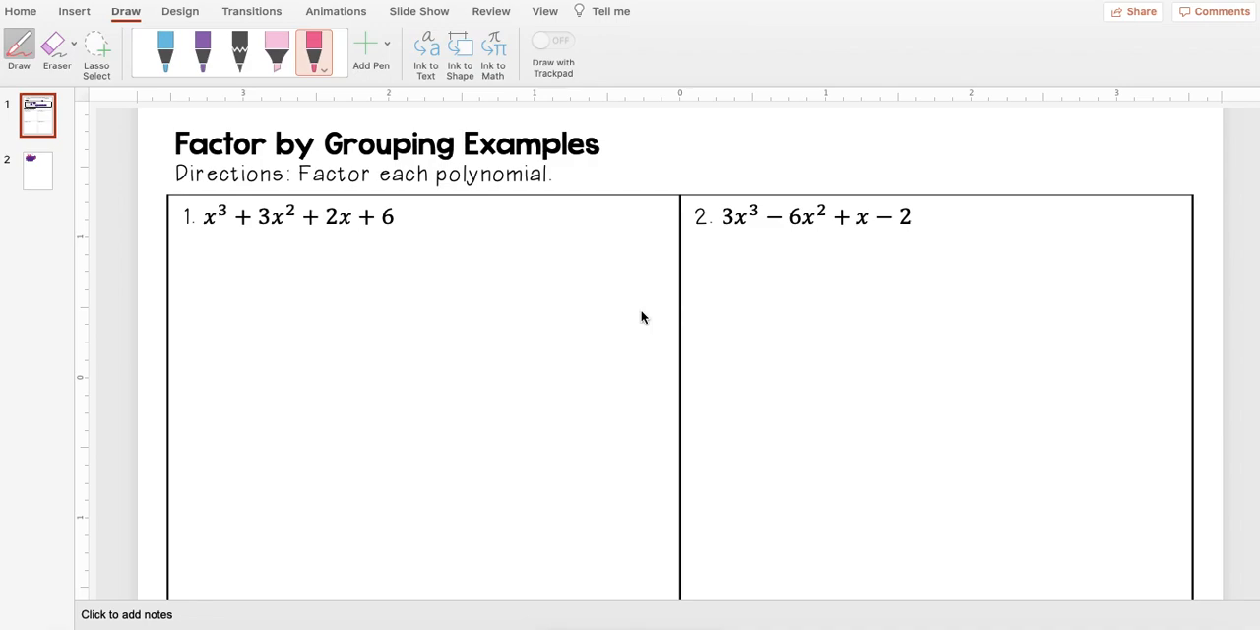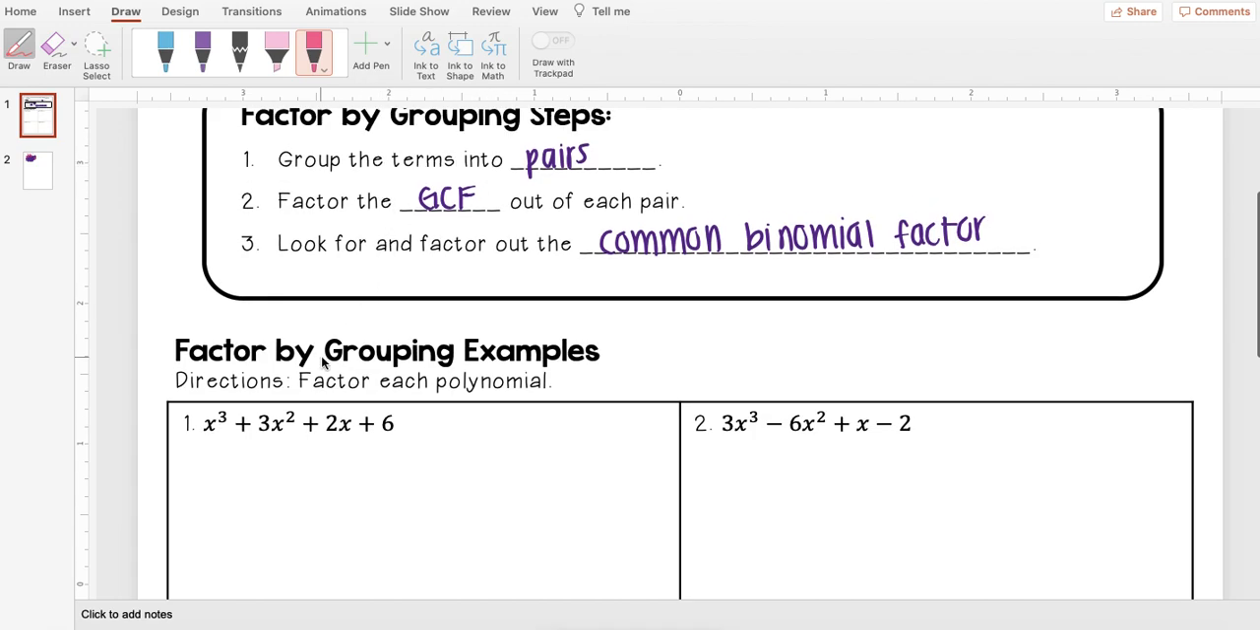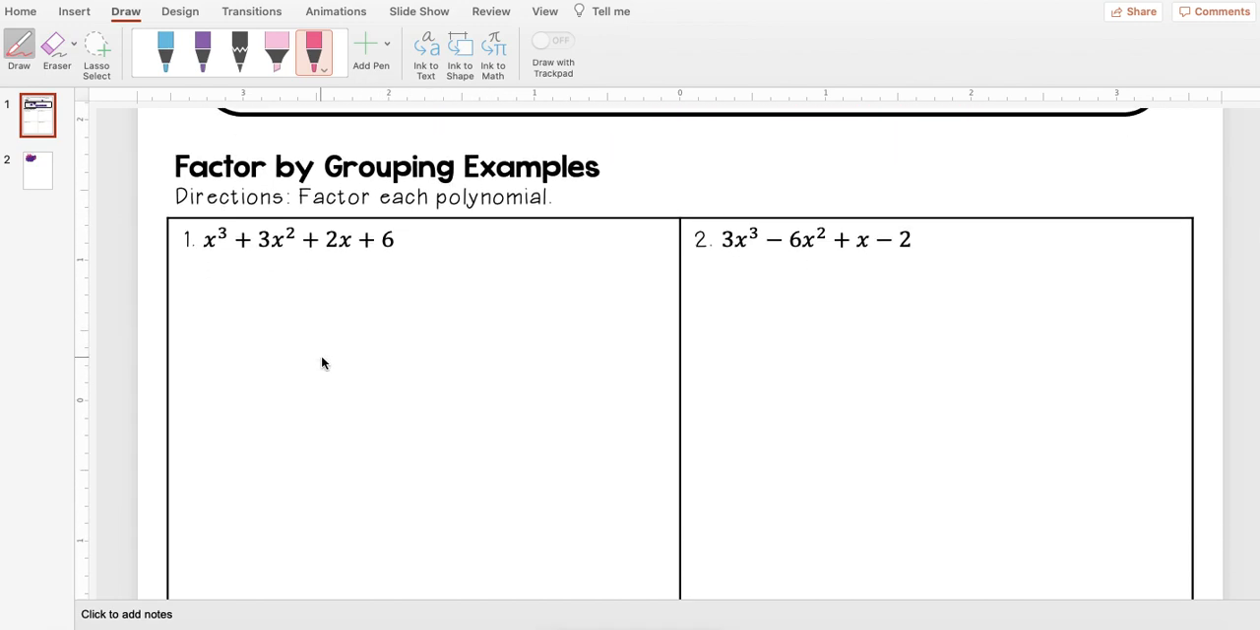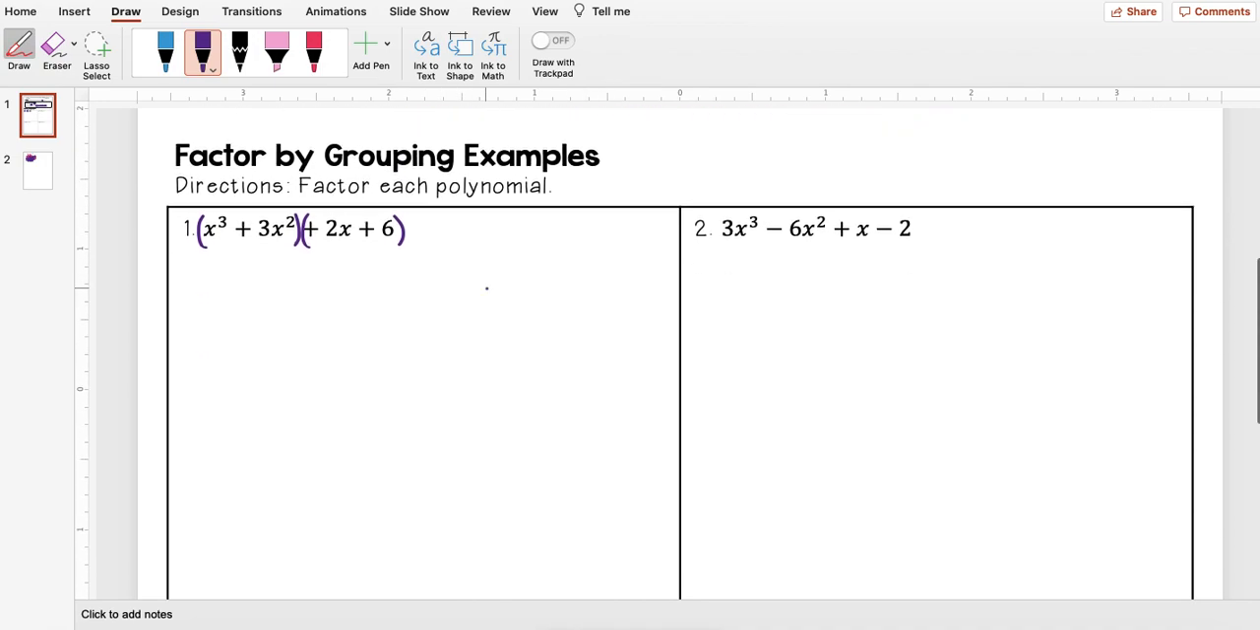Okay, so I have my polynomial here, x cubed plus 3x squared plus 2x plus 6, and I want to factor it. And I know when I have 4 terms, I'm going to be factoring by grouping. And so my first step is I'm going to group the terms into pairs. So I'm just going to put parentheses around these.